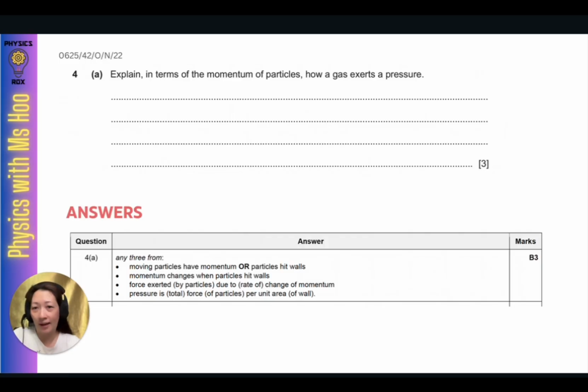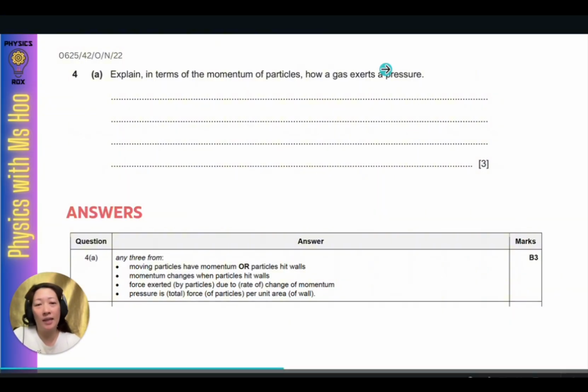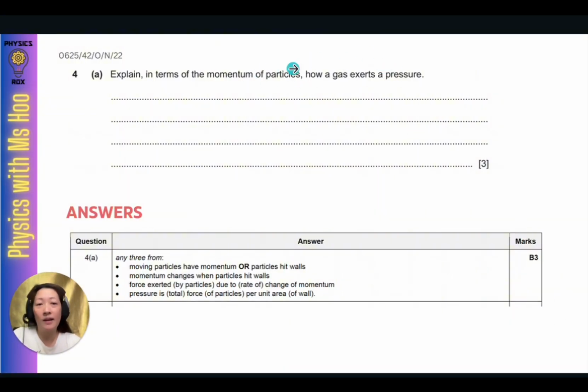Question 4a. Explain in terms of the momentum of particles how a gas exerts a pressure. Now, this question is asking how gas particles are able to exert a pressure. As you should have learned in the topic of gas pressure, you must be able to explain this in terms of momentum.